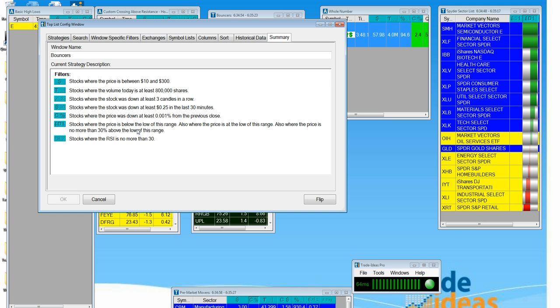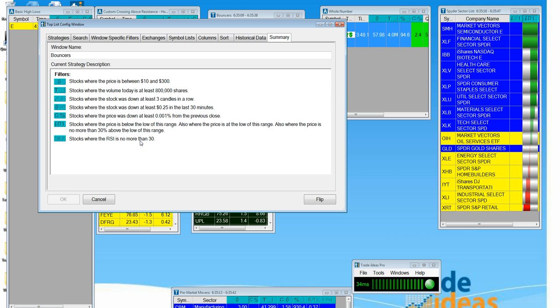So I want to see stocks that are in the lower 30% of this range, no more than 30% above the low of the range. So in other words, if the range of a stock is $1, I want to see it from 30 cents downwards. So in other words, it's trading towards the low of the range. And then the RSI no more than 30.